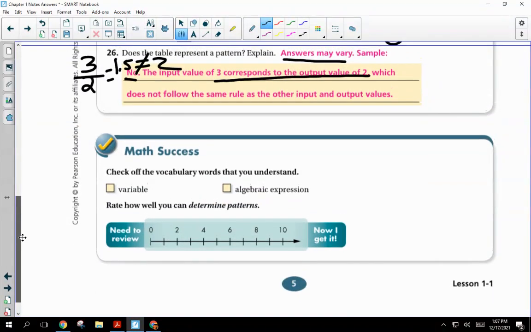Math success. And again, this is the vocabulary you know. You're supposed to check these words off if you know the definitions, the 2 definitions we learned today, and then you rate how well you can determine the patterns. You can just rate it and say, okay, I maybe learned 8.